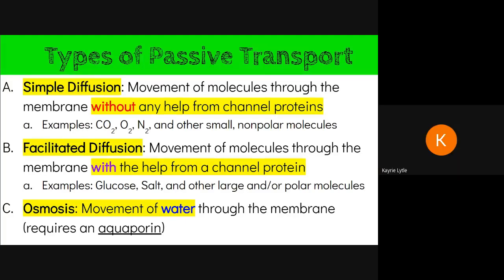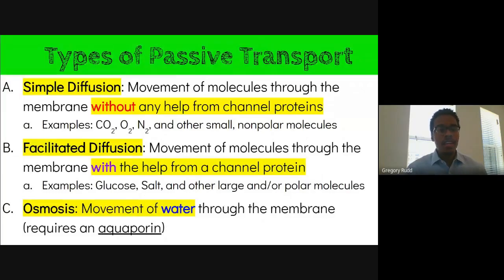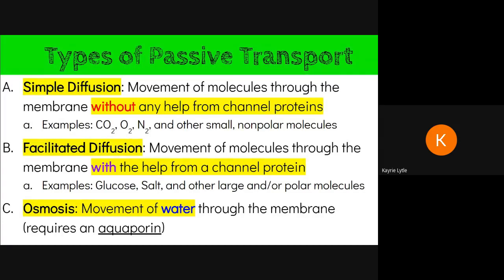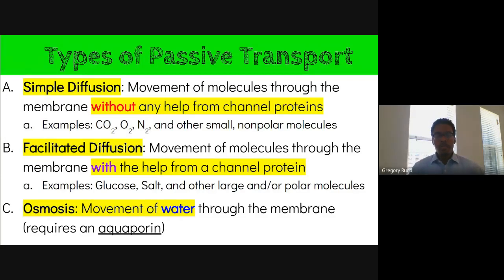of molecules through the membrane without any help from channel proteins. Thank you, Kyrie. And can you read the examples of that as well? CO2, O2, nitrogen, and other small non-polar molecules. Excellent. Thank you. So we'll give folks an opportunity to write that down. It may be a good idea to write down the examples as well, even though they are not highlighted.